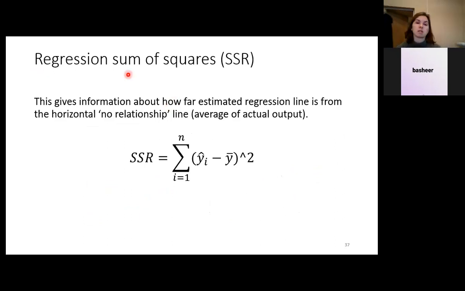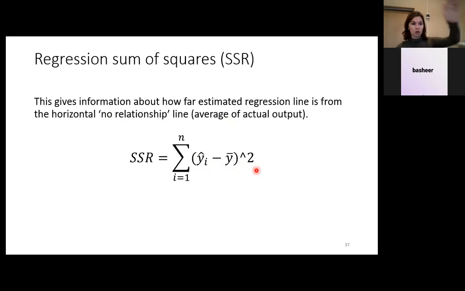Regression sum of squares, SSR. This gives information on how far the estimated regression line is from the horizontal line, which means no relationship, the average of the actual output. So we just calculate how far our predicted values are from the mean value of the real target. And of course in square, because we want positive values.